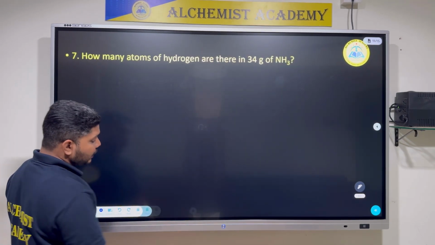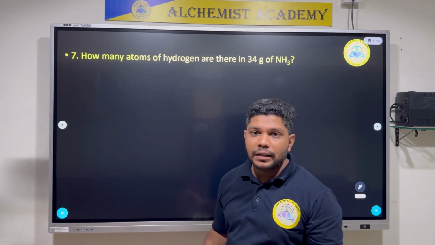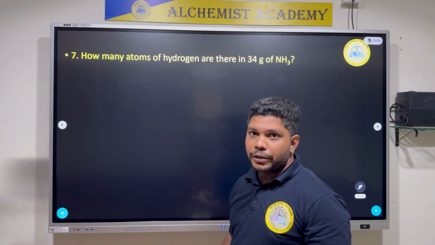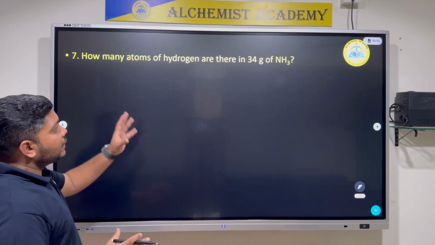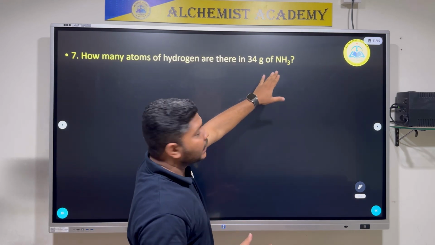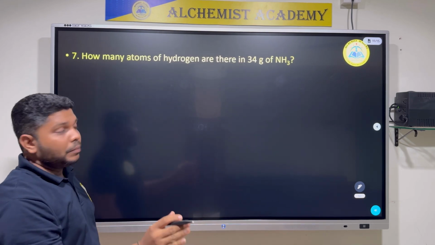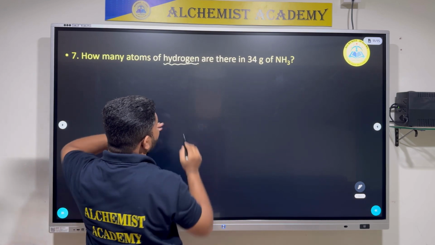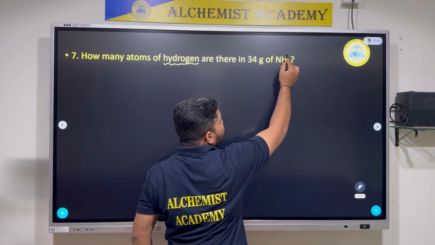Now, if you see here, this is a little bit different. Now you have understood thoroughly how we are finding the number of atoms, number of molecules, amount of mass or volume in these calculations. Now you will see a little bit different question where they have asked how many atoms of hydrogen are there in 34 grams of ammonia. Now you cannot directly use the mole concept here, because they have asked how many atoms of hydrogen, whereas the mass is not given for hydrogen, the mass is given for ammonia.